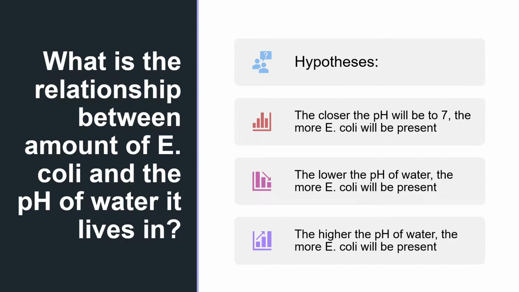For this question, I developed a few hypotheses. First, since the ideal pH of water is 7 and E. coli likes to live in it, perhaps the closer the pH will be to 7, the more E. coli will be present. The other hypothesis I developed is that maybe E. coli will prefer lower pHs or higher pHs to live in.